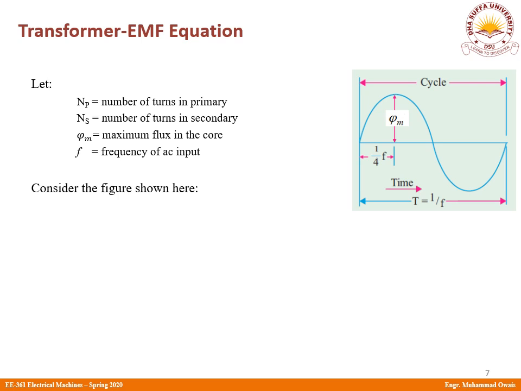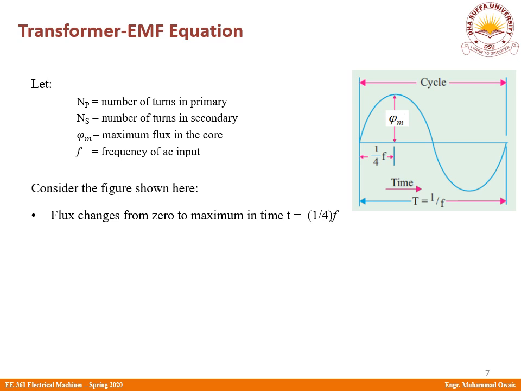Okay, so if you pay attention here, you will realize that this flux is actually changing from zero to its maximum point, which is phi m, in time t equal to 1 over f. So in a quarter cycle, the flux is moving from 0 to maximum. Okay, this has been shown here. So t is equal to 1 over 4f.